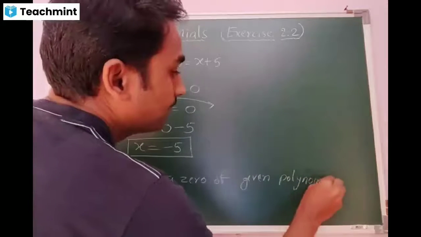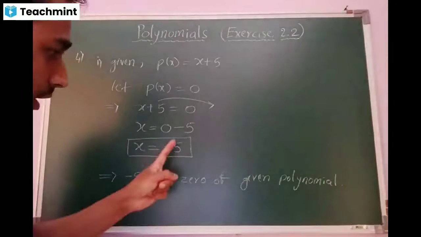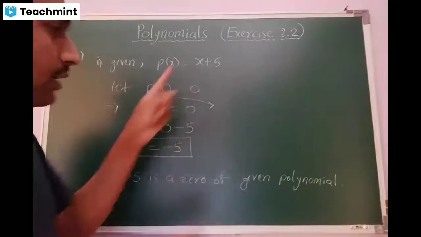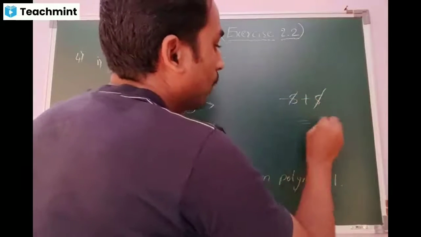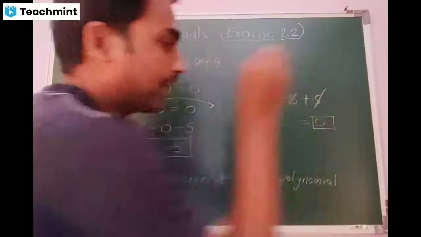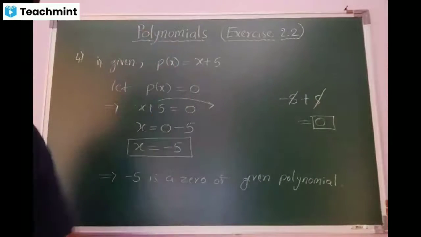Understanding, students? Yes, sir. Now verification. If you put minus 5 here, minus 5 plus 5 gets cancelled, you are going to get 0. Hence, we can confirm minus 5 is a 0 of the polynomial. Is it clear?